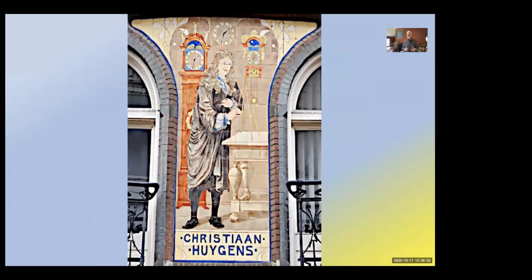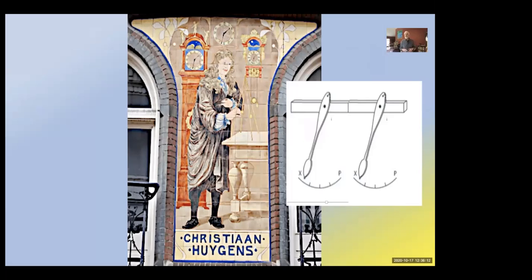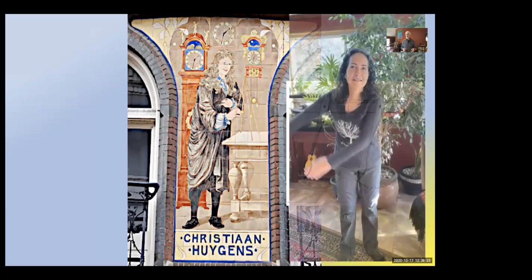was the inventor of the pendulum clock and all sorts of other things. But the way the story goes is he was sick in bed one time, and he had two pendulums, well, pendulum clocks actually, but he looked at the pendulums sitting on the wall, and he noted that they were swinging together, like my colleague is going to demonstrate.